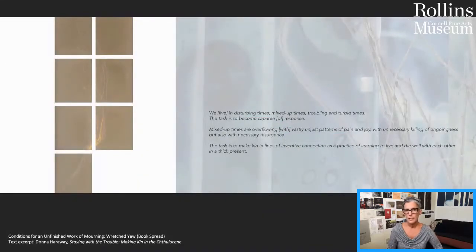So Donna Haraway's thinking in this next passage strangely echoes these cycles of neglect in that treatment of the yew that was just described. And she writes, "We live in disturbing times, mixed up times, troubling and turbid times. Mixed up times are overflowing with vastly unjust patterns of pain and joy, with unnecessary killing of ongoingness, but also with necessary resurgence. The task is to make kin in lines of inventive connection as a practice of learning to live and die well with each other in a thick present." And I just really like this suggestion, to live and die well with each other in a thick present.